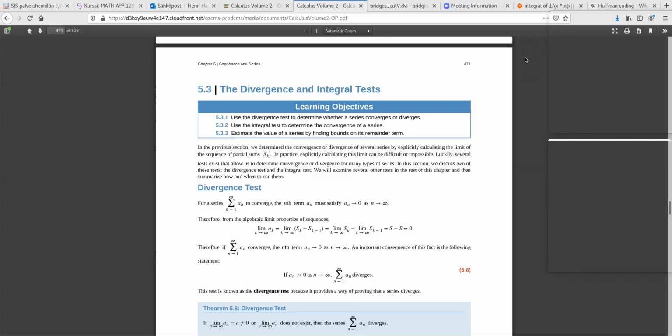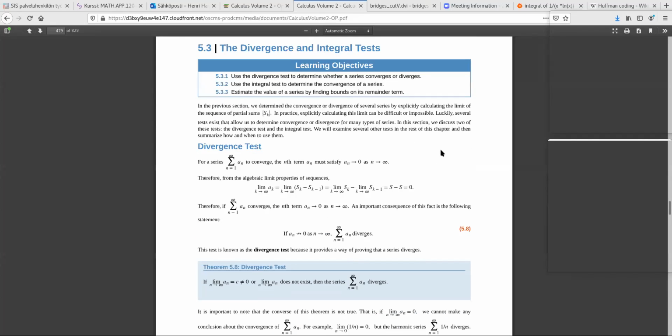Well, we talked about ways of determining whether a series or a sequence converges, and now we're going to talk about series convergence. So we always talk about the sums in this particular instance. There are some tests that I'm going to go through. The divergence test is fairly simple.